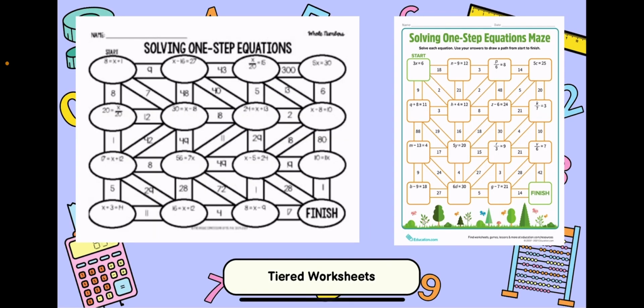Here's an example of the tiered worksheets I would use. Again, I really like the maze concept that I found to go through this unit because it allows students to self-reflect and self-correct.